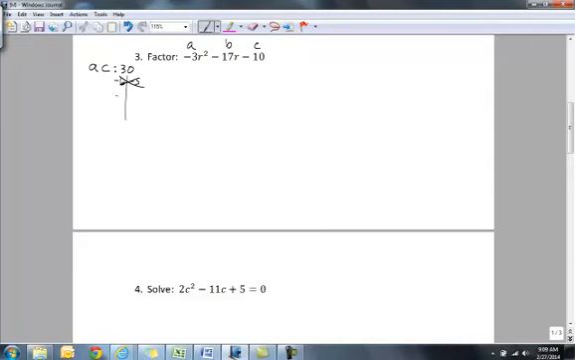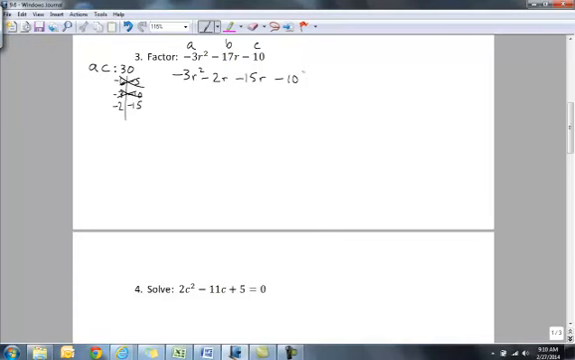Let's see here. What if we did negative 3 times negative 10? Well, that's even closer because that's negative 13 when you add them. It's still not right. Maybe you've seen it already. It's negative 2 times negative 15, right? Those two multiply to be 30. They add up to be negative 17. So again, we're going to split the middle. So I'm going to write it as negative 3r squared minus 2r minus 15r minus 10.